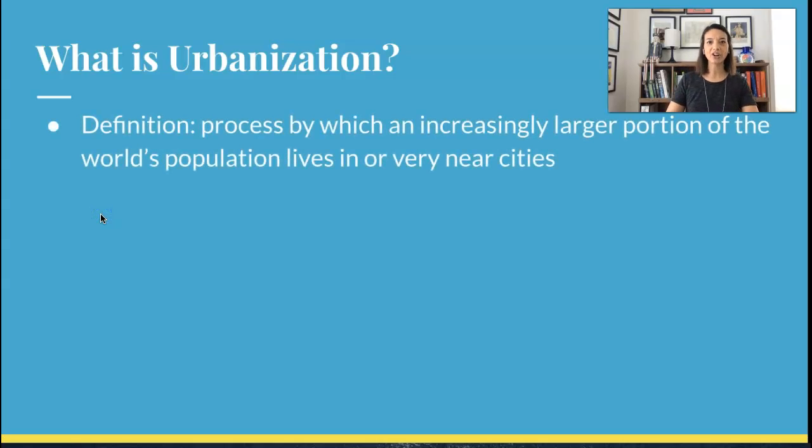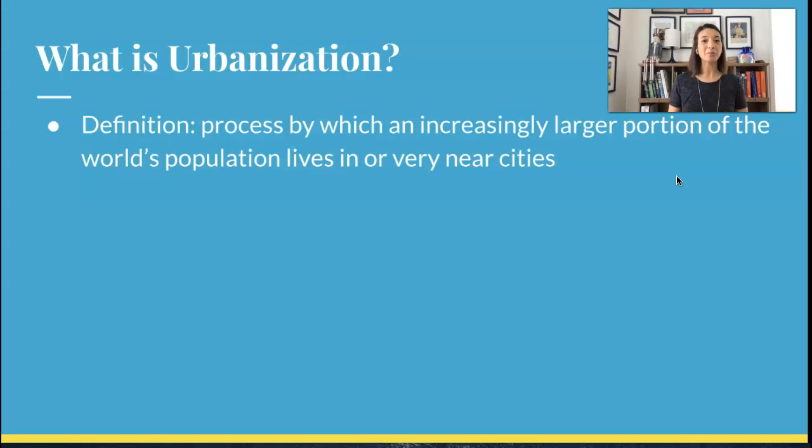Now, we're going to start this off with a definition, which in part can answer that question. The definition of urbanization from the sociological perspective is a process by which an increasingly larger portion of the world's population lives in or very near cities. The historical definition of urbanization is a little bit different than the sociological perspective.